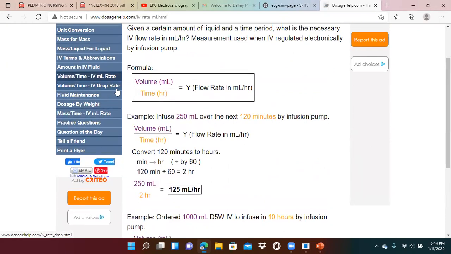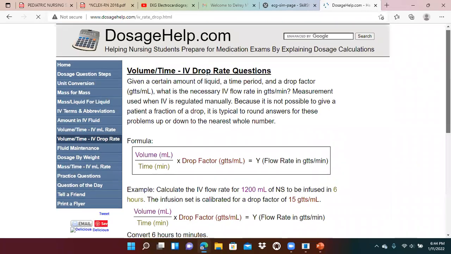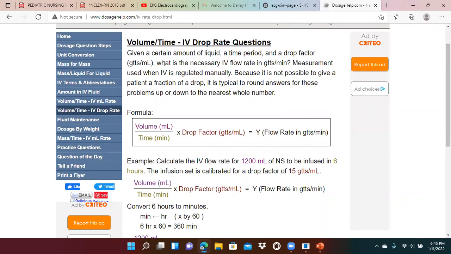Next formula we talk about is IV drop rate. This is the formula for IV milliliter rate or flow rate in ml per hour, for infusion pump, volume per hour. But volume over time for the IV drop rate is a little bit different formula. In this formula we used time in hour, but in this formula time will be expressed in minute. Let me show you. So volume over time, IV drop rate questions. Given a certain amount of liquid, a time period, and drop factors.